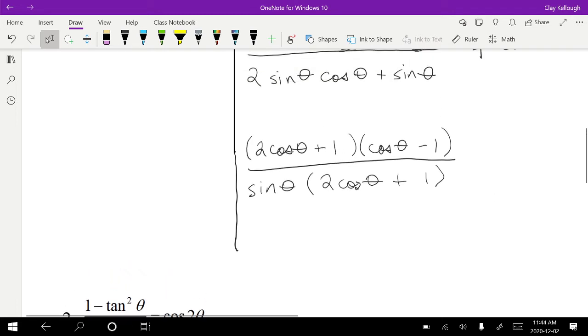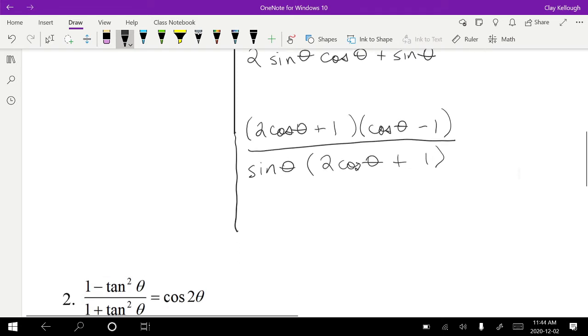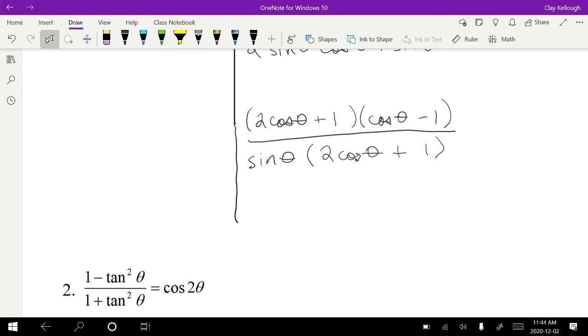Nope. Because, FOIL it out. 2 cos theta times negative 1 is negative 2 cos theta plus 1 cos theta. Negative 2 plus 1 is negative 1. Think that through. It wouldn't cancel. It would leave behind a negative 1 cos theta, which is what I want. That's what it is. Okay, we're almost done, actually, because check this out.